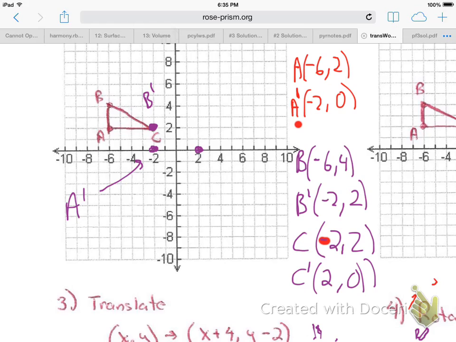Well, hope it goes smoother for you than it did for me there. But there's your translation. Let's see if we can do the next one a little bit better.